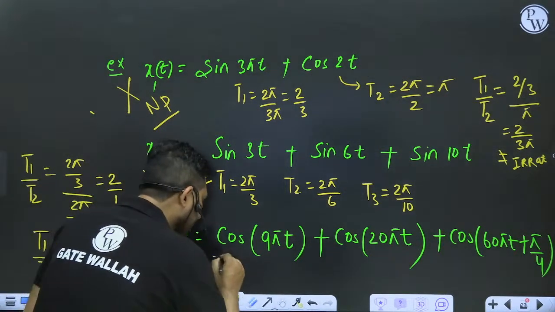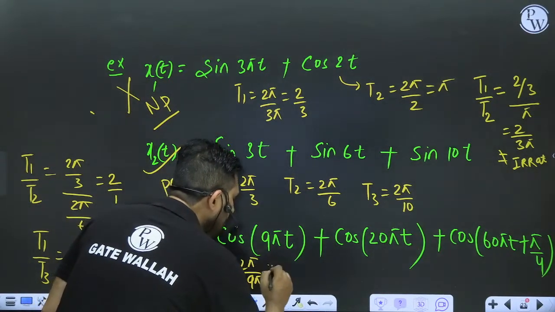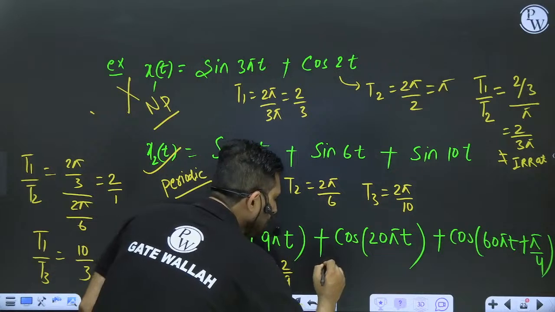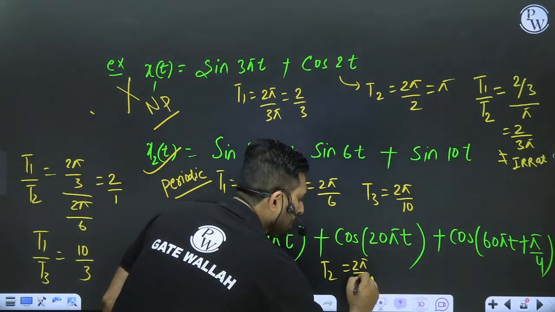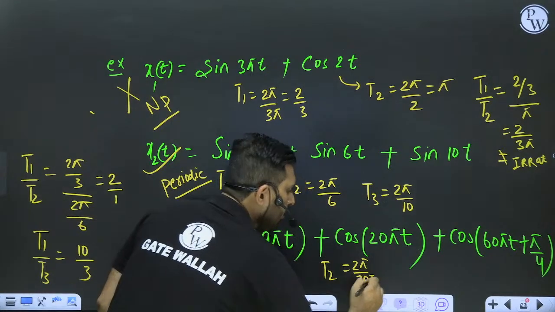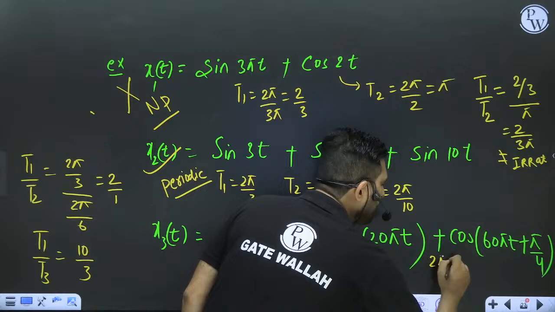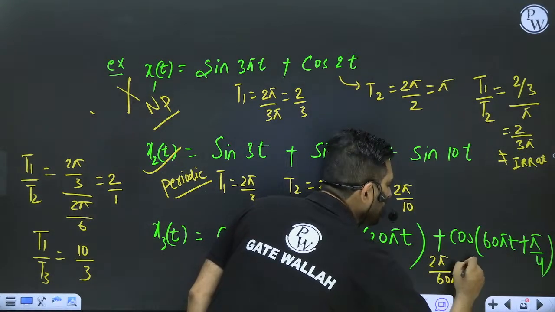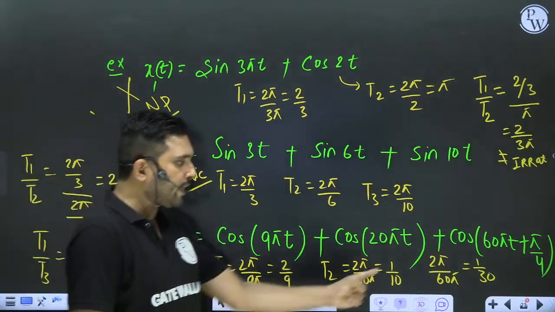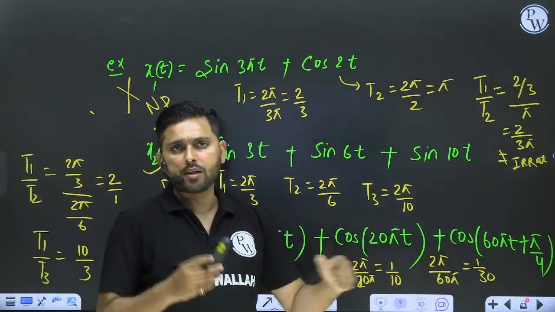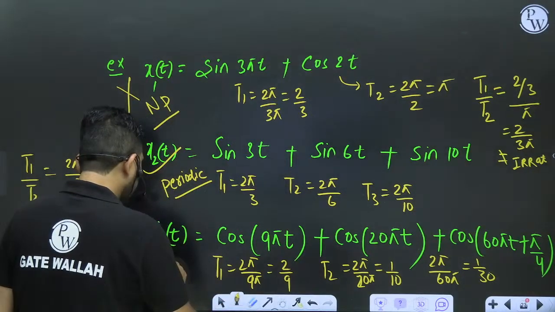What about this one? Here, T1 is 2 pi by 9 pi, which is 2 by 9. T2 is 2 pi by 20 pi, sorry, which is 1 by 10. And 2 pi by 60 pi, which is 1 by 30. Look, T1, T2, T3 themselves are rational numbers, so their ratio will also be a rational number and hence it is also periodic.